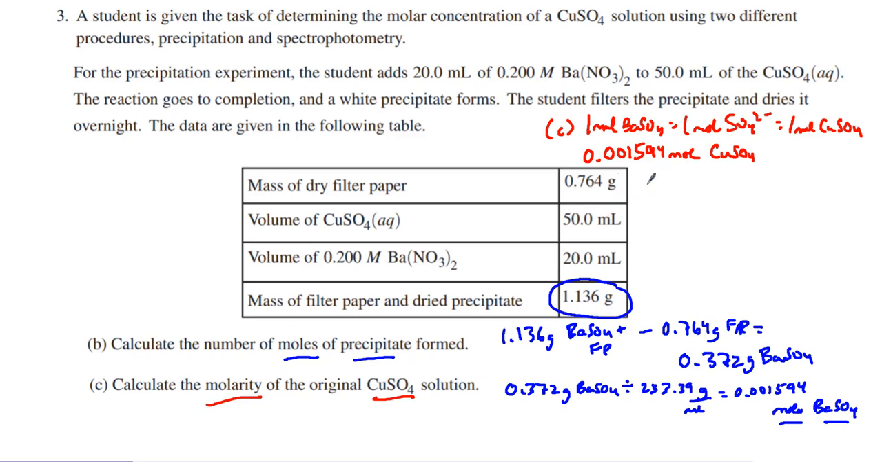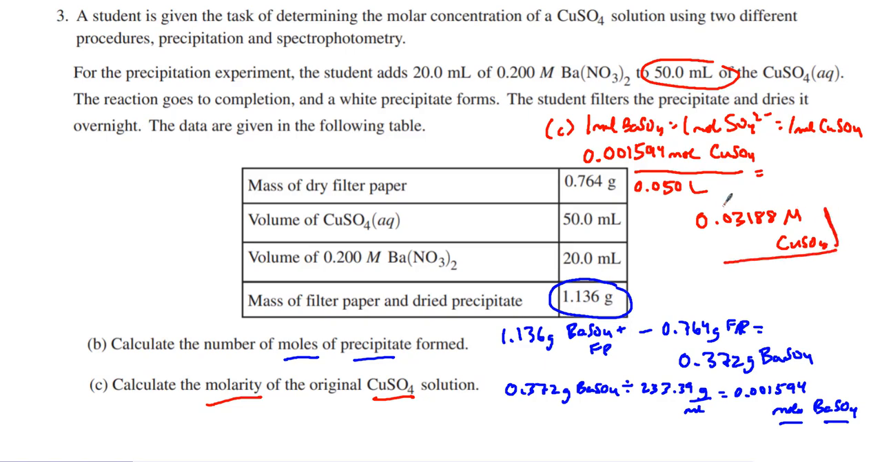To find concentration, I have to do moles and divide by the number of liters. And if you can see, there is 50 mils of copper sulfate, 50 mils. So I have to do 0.050 liters, make sure it's in liters, and that ends up giving me 0.03188 molar of copper sulfate. And that is my answer for letter C.